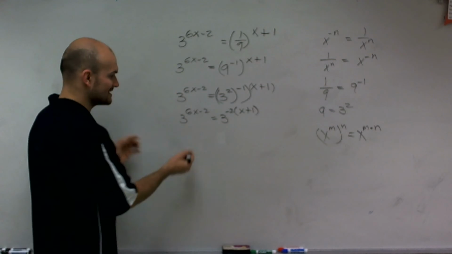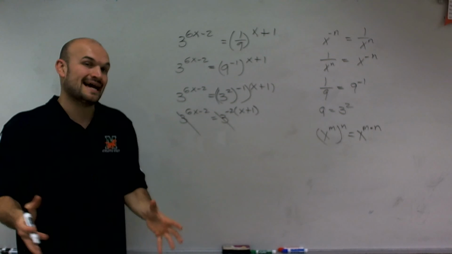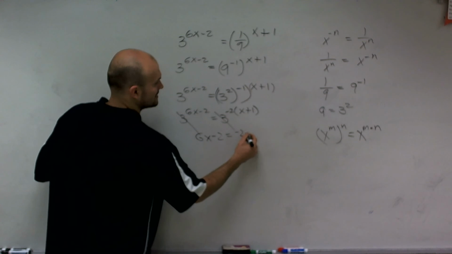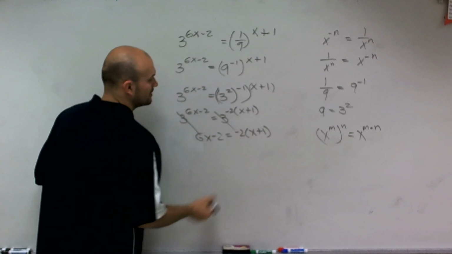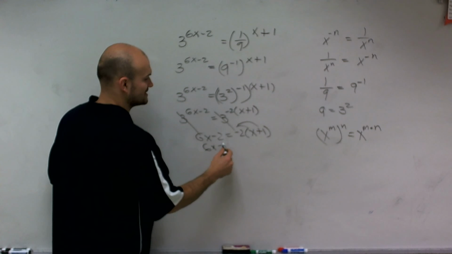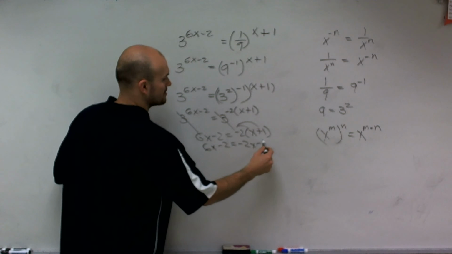Now I notice I have the exact same bases. Therefore, we know that the exponents are equal to each other. So I can write 6x minus 2 equals negative 2 times x plus 1. And now I just need to solve for x. So I apply the distributive property, and I get 6x minus 2 equals negative 2x minus 2.